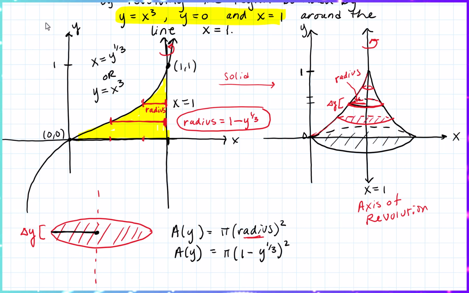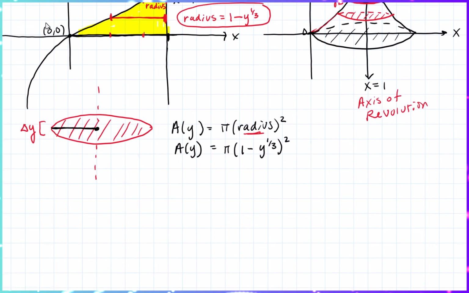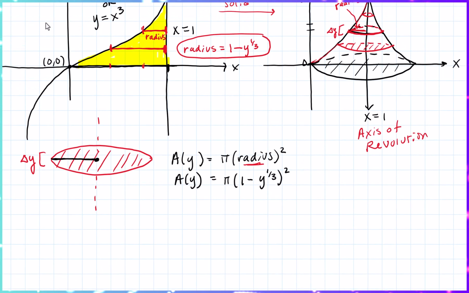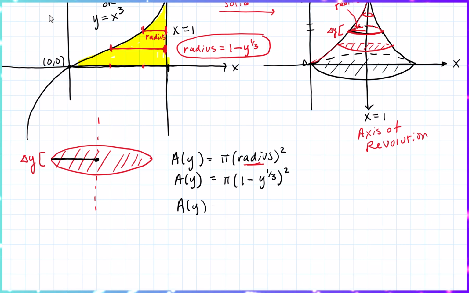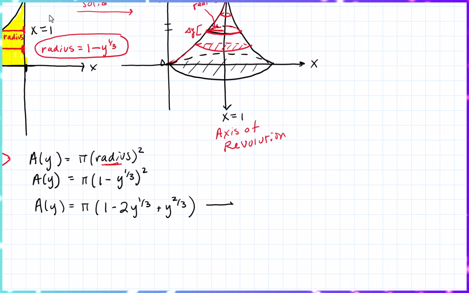And that's actually all we need. We've done the hard work. I'm going to do a little bit of algebra simplification before we go to the integral. Once we have our area formula, we'll be able to integrate it across the bounds from 0 to 1 and calculate the volume. So let's clean that up just a little bit so I don't have to do it in the integral. If I square that, I get 1 minus 2y to the 1/3 plus y to the 2/3. That's my area formula, and now I'm going to put that into the volume.